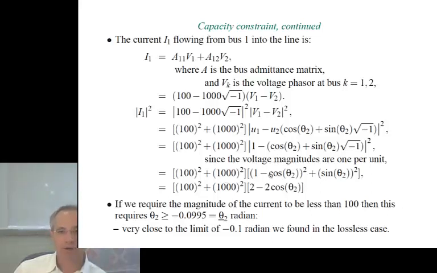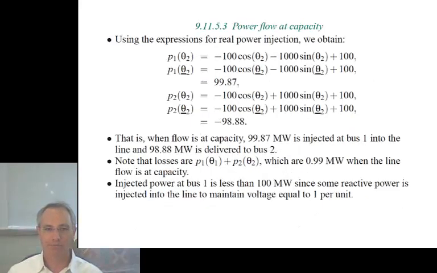With a little bit of reorganization, we can evaluate that as 2 minus 2 cos theta 2. If we require the magnitude of the current to be less than 100, this requires theta 2 to be greater than or equal to minus 0.0995 radians. Let me call that theta underline 2. By the way, it's very close to the limit of minus 0.1 radian we found in the lossless case.